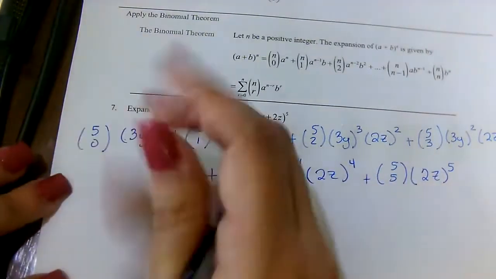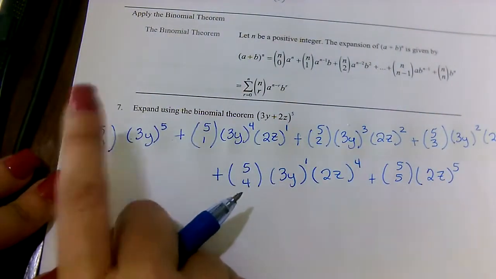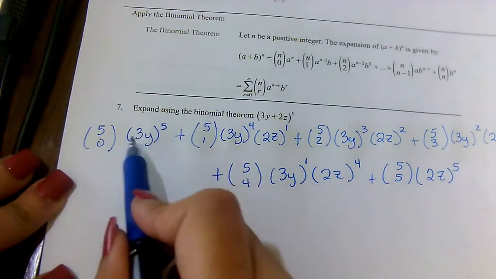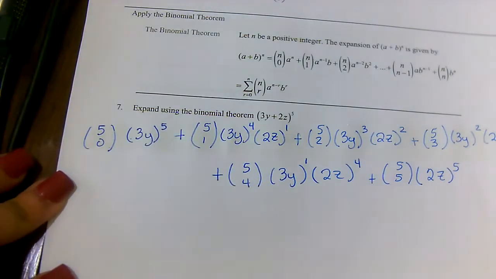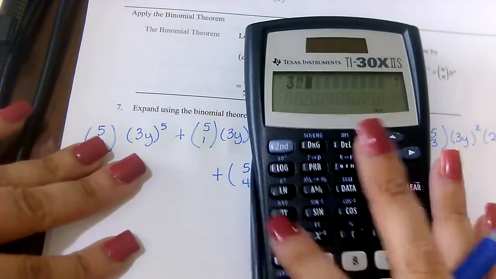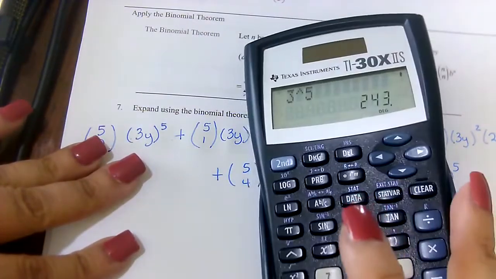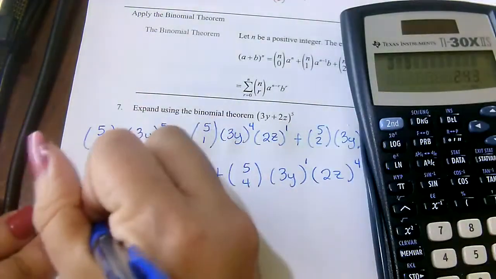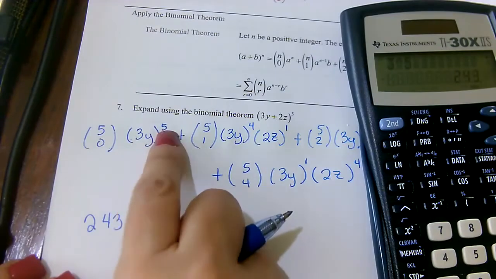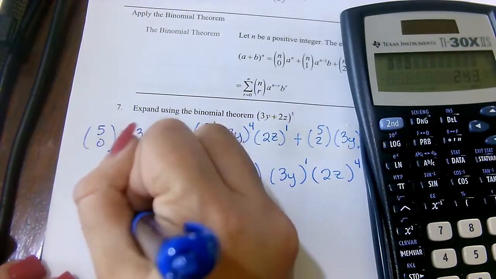So we're going to go ahead and use our calculator for this part of it. Okay, so let's go ahead and do that. 5 choose 0, remember that's equal to 1. So I'm basically taking the 5, the exponent, and applying it to both of these. It needs to be 3 to the 5th. I'm going to go ahead and do it here. 3 raised to the 5th. That's going to be our first one. This will be 243. And then don't forget to add the y to the 5th.